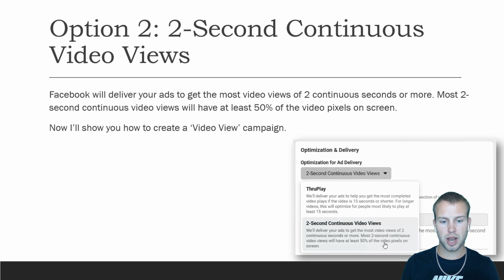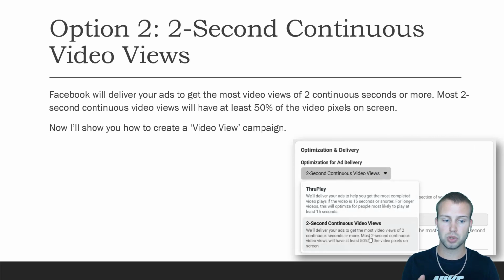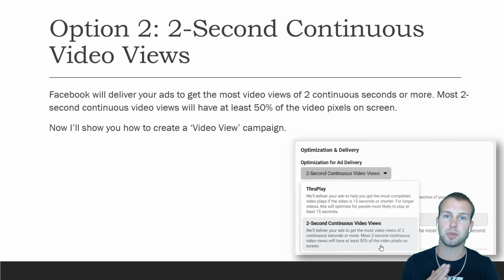Okay, so option 2 is 2-second continuous video views. Facebook will deliver your ads to get the most video views of two continuous seconds or more. The most 2-second continuous video views will have at least 50% of the video pixels on screen. So now I'll show you how to create a video view Facebook ads campaign.